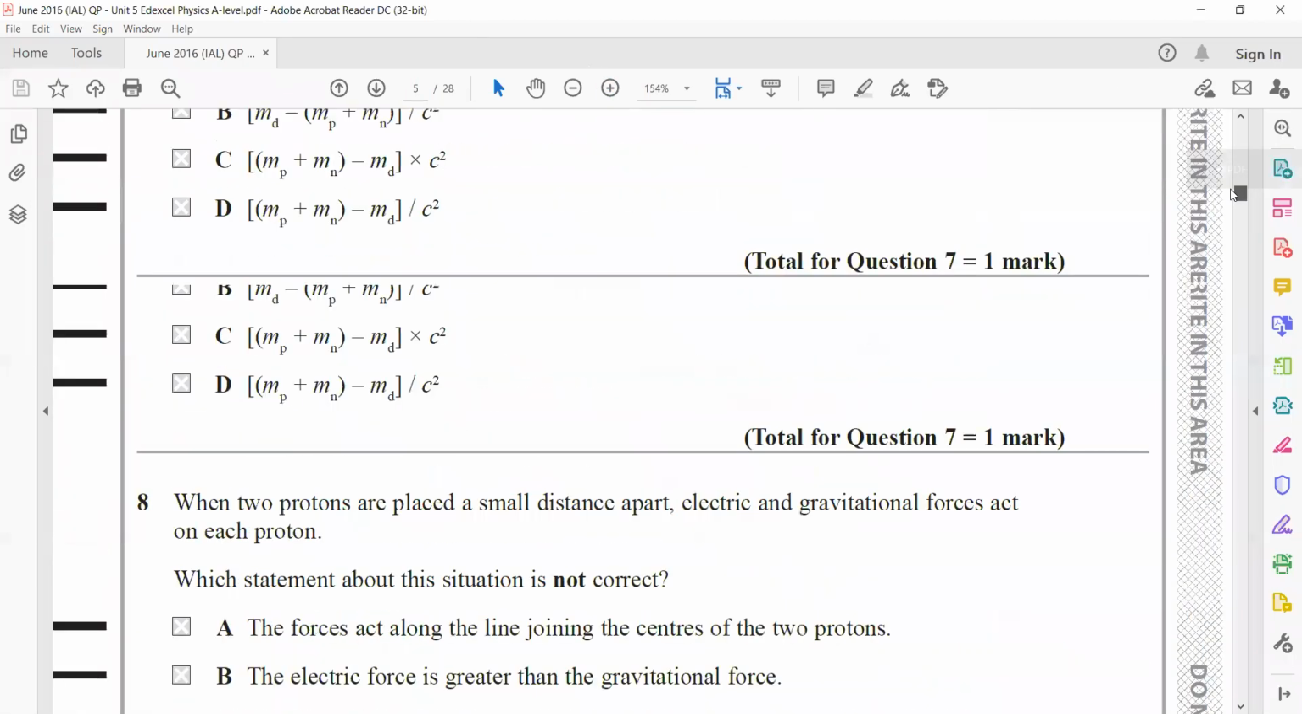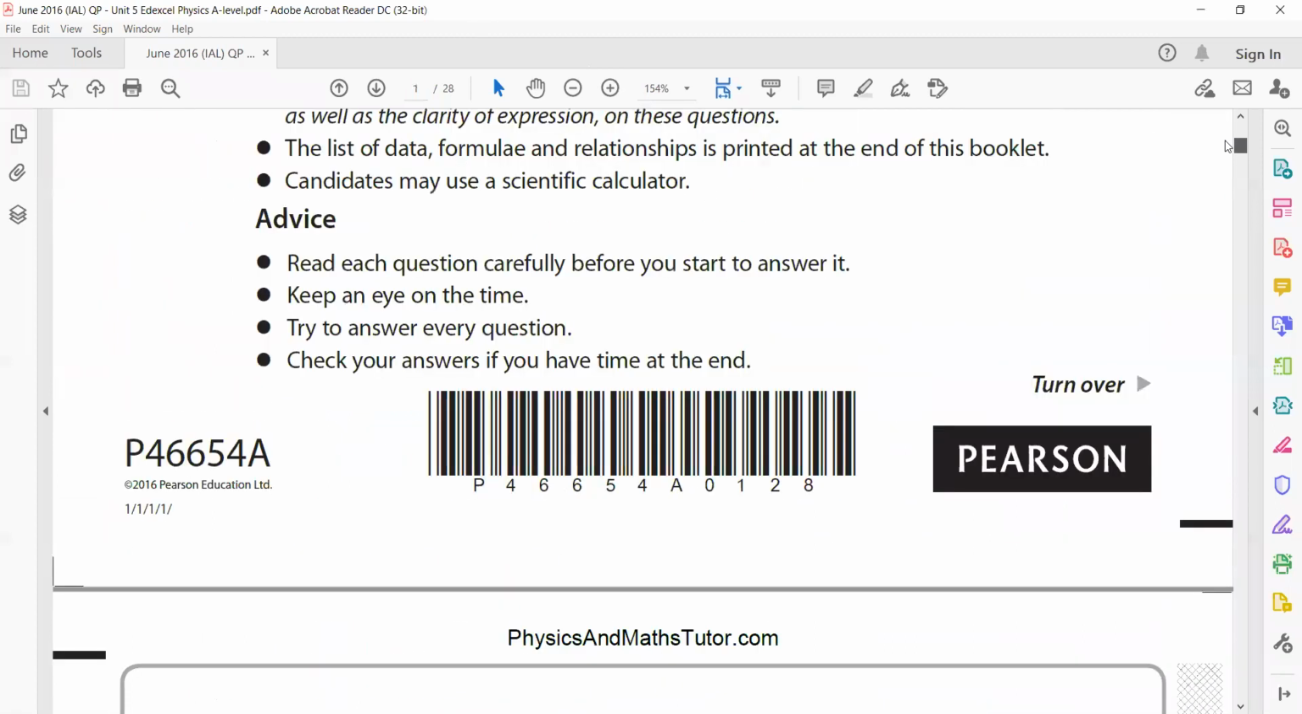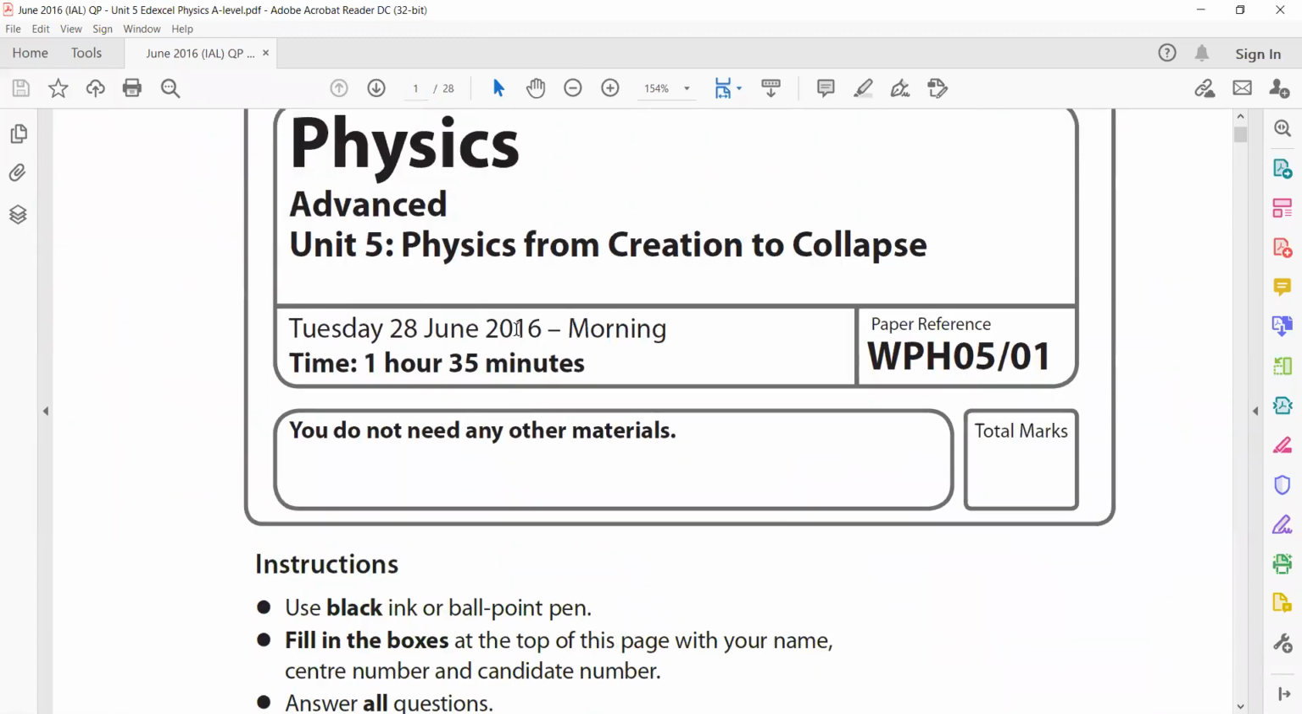So this was June 2016, Unit 5 of IAL Physics.